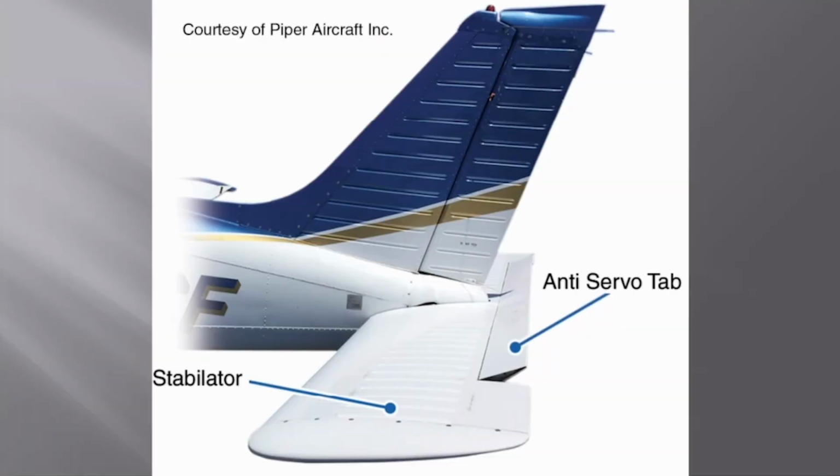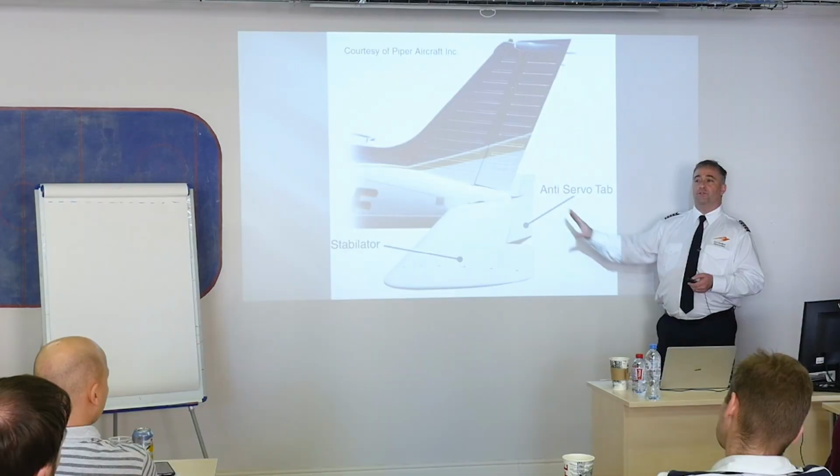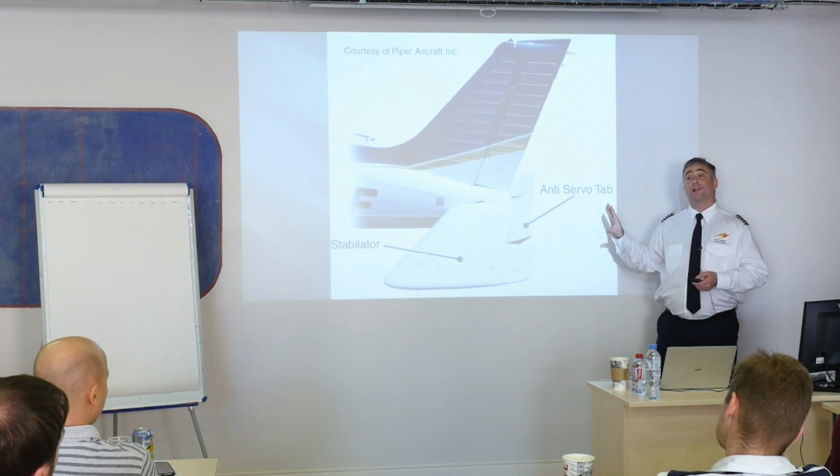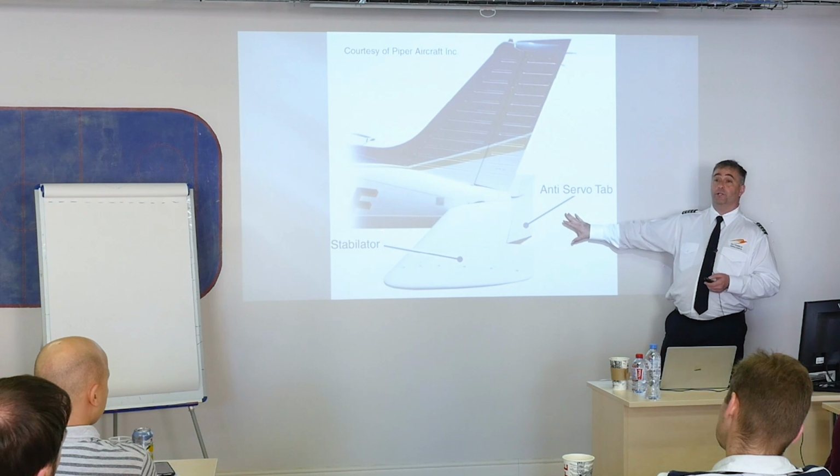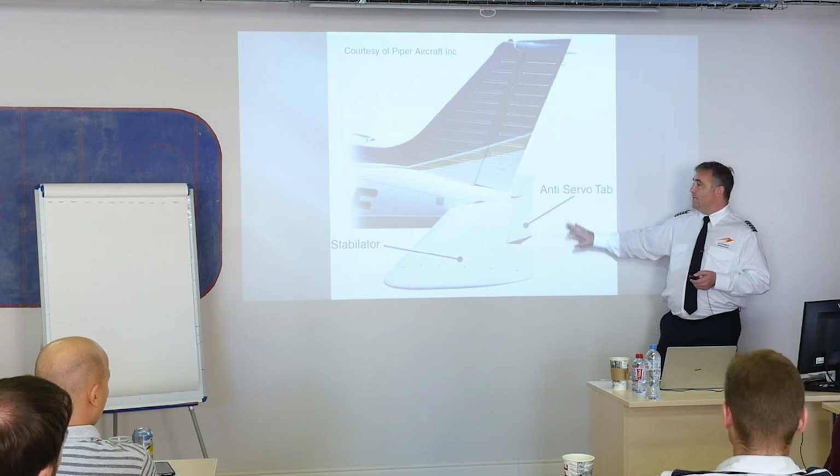Okay. This is a stabilator. And this is an anti-servo tab. This is a great example of one of those things that I told you we're not going to spend a lot of time on. Because you won't fly an airplane with one of these during your training program, okay?